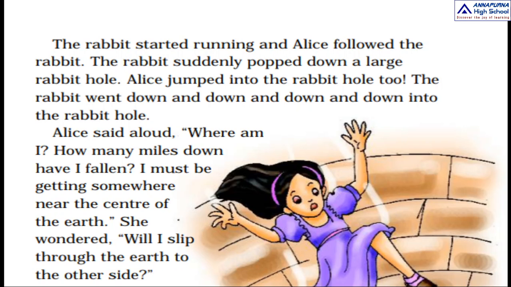Okay, so children, here what happened? The rabbit started running. Alice was running after the rabbit. Suddenly, the rabbit jumped into the rabbit hole and Alice also jumped with the rabbit. So the rabbit went down and down and down and down into the rabbit hole.